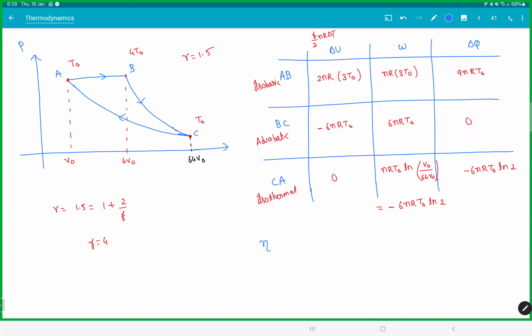Yeah, done. So efficiency: total work will be 9 NR T naught minus 6 NR T naught ln 2, by only the positive heats, 9 NR T naught. NR T naught will cancel. 9 minus 6 ln 2 by 9. 3 also will cancel. 3 minus 2 ln 2 by 3. Check.